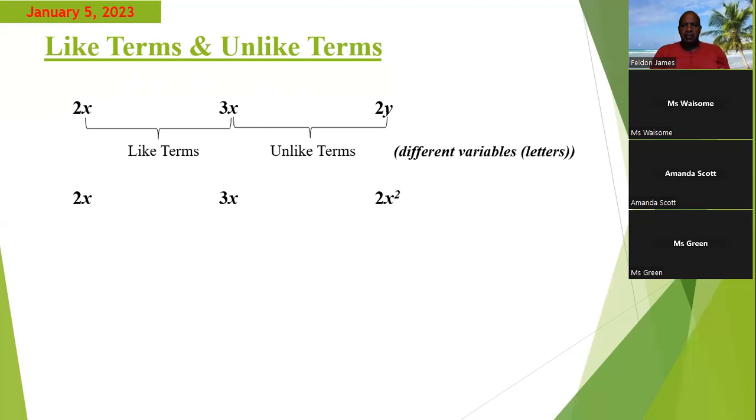All right, what are the like terms? 2x and 3x. Okay, what are the unlike terms? 2x squared. All right, can we see why this would not be the same as the others? It has an exponent, unlike the others. Now, the exponent here indicates what? The power raised to. All right, so here x would be raised to the power 2.